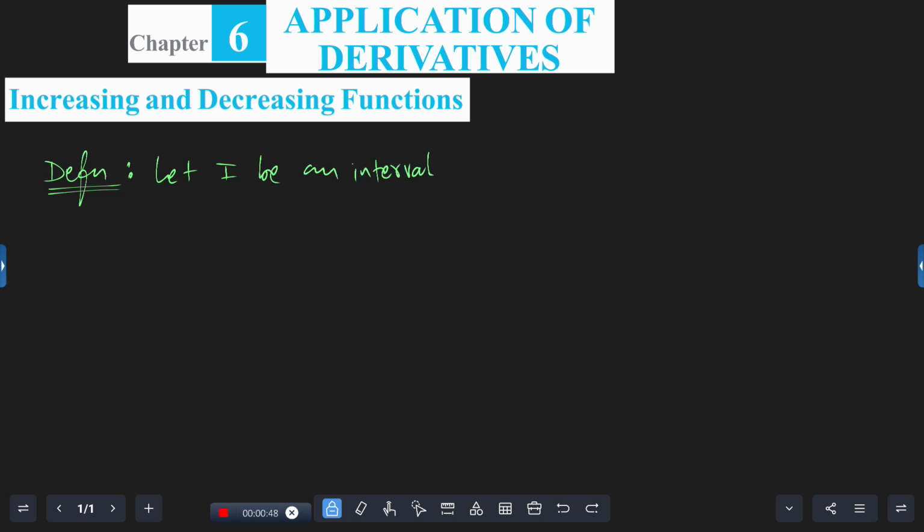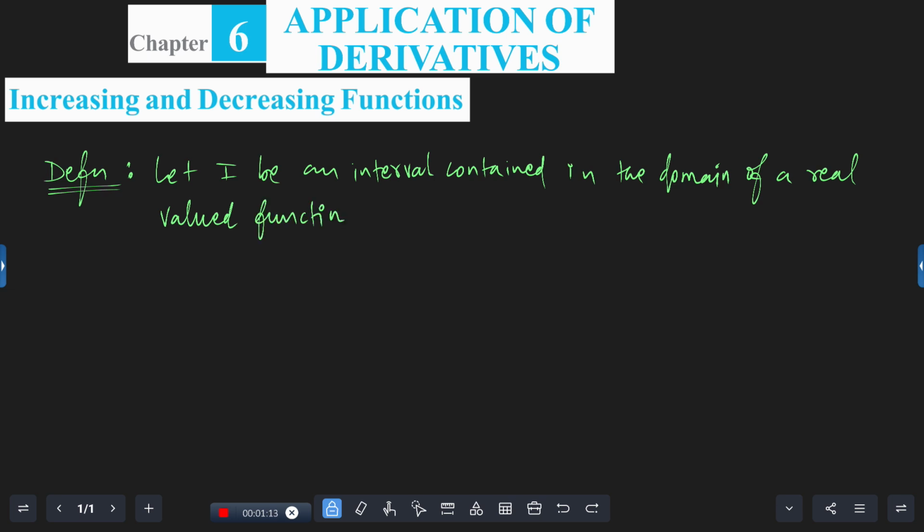Let I be an interval contained in the domain of a real valued function. I'm taking a real valued function. A real valued function's range must belong to the real numbers or a subset of the real numbers. Understand? That is called a real valued function. Next, the function f we are taking.